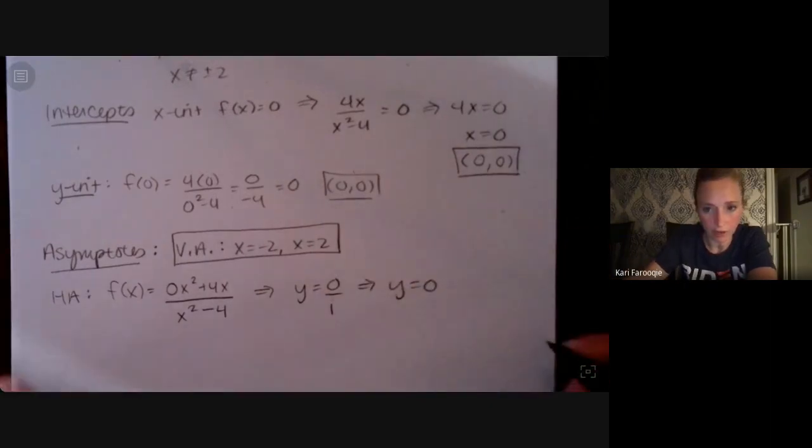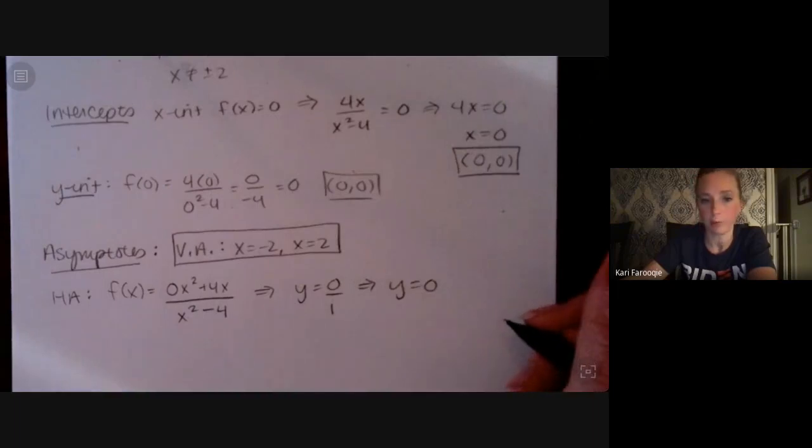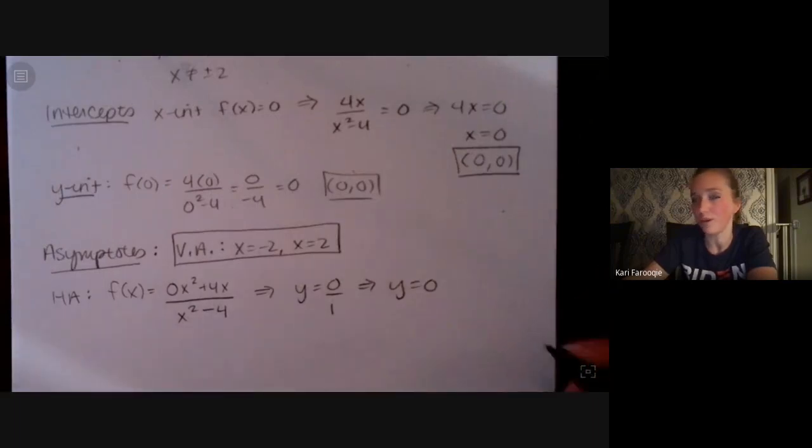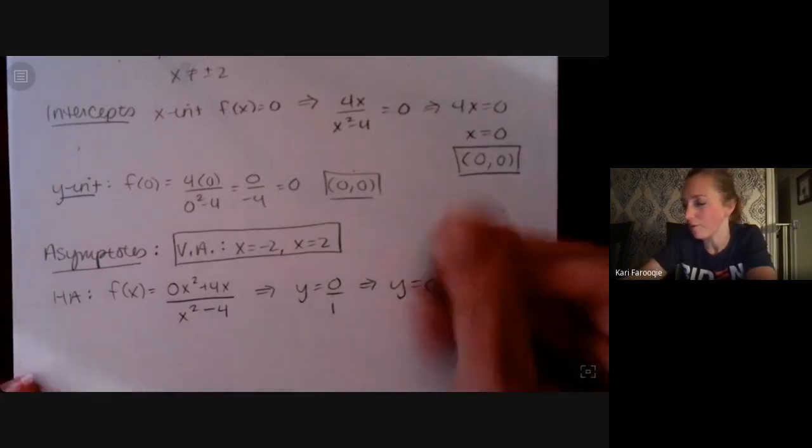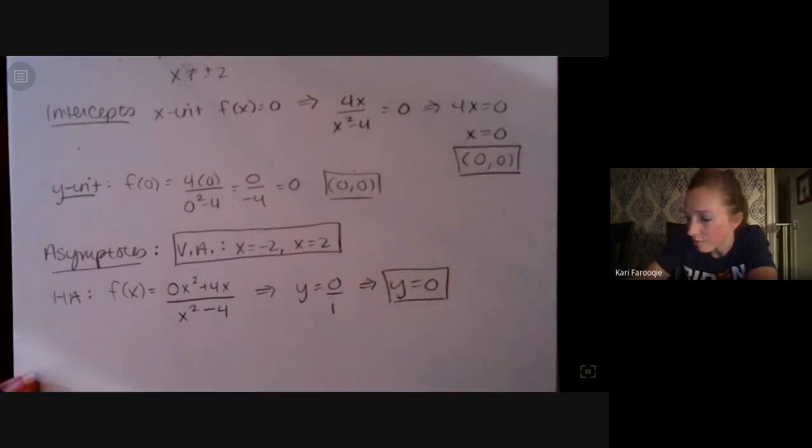So whether you obtain your result this way or by using that rule that states that if the degree in the numerator is less than the degree in the denominator, your horizontal asymptote is y equals 0, does not matter to me. Either way, you have a horizontal asymptote at y equals 0. So that's something. Okay, that's the algebra part.